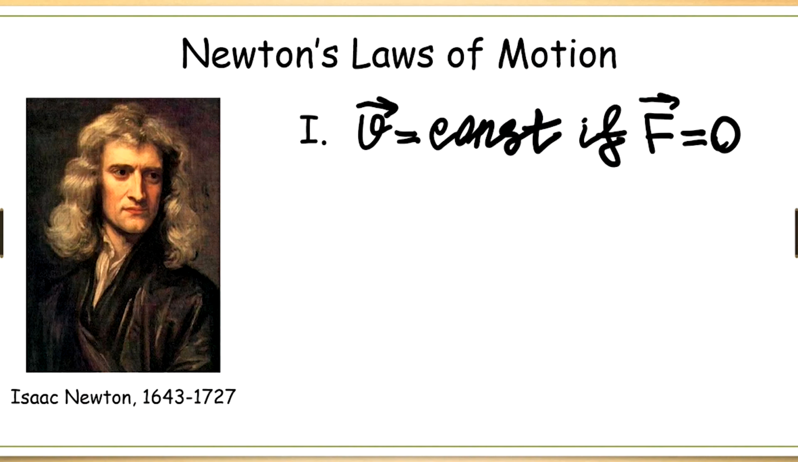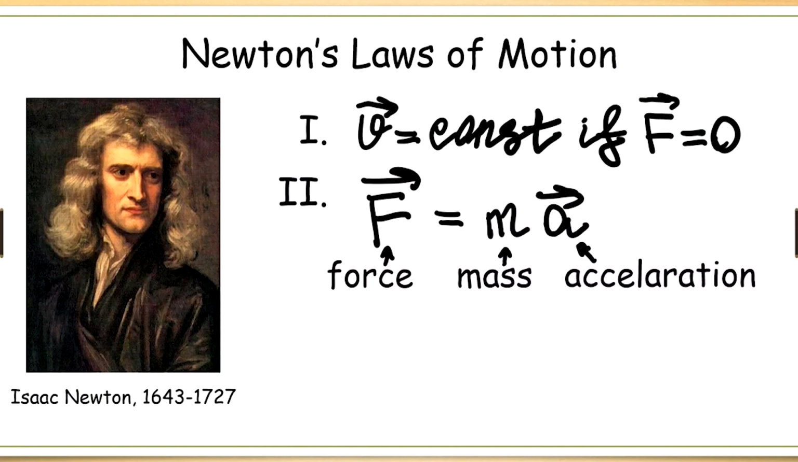Let's state them in a mathematical form. So the first law states that the object is moving with a constant velocity if either there are no external forces acting on it, or all external forces are balanced, which means that the net force is exactly zero.